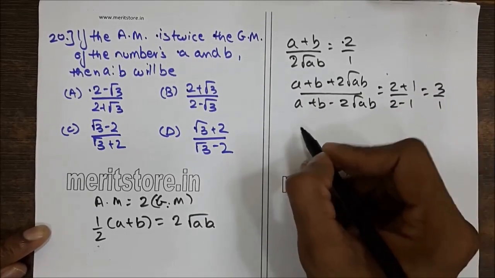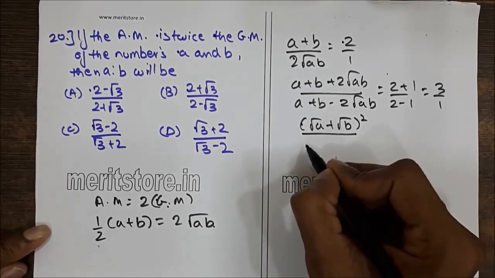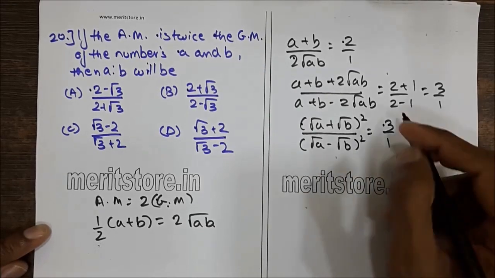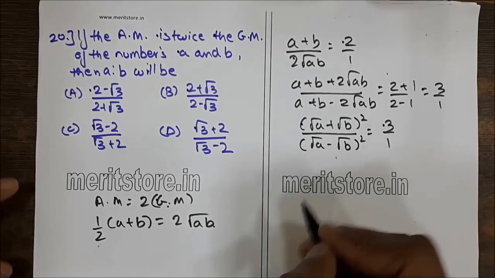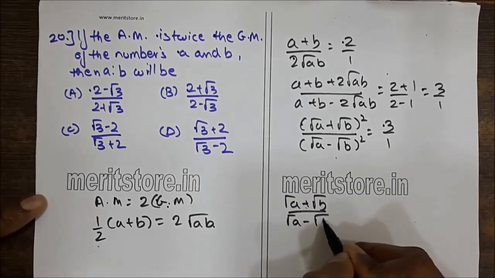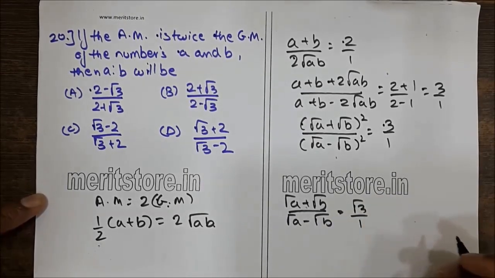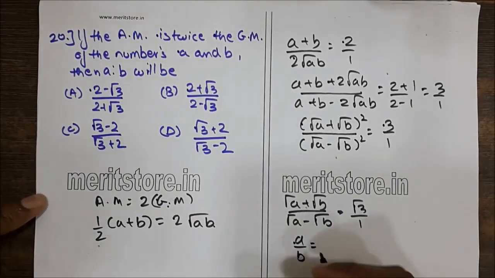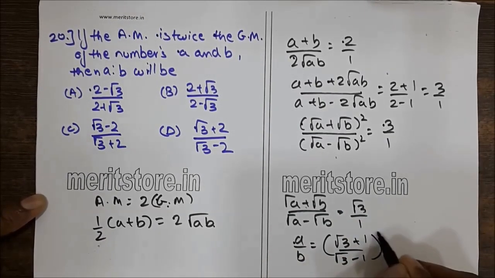Solving this, we know that this can be given as (root A plus root B) the whole square upon (root A minus root B) the whole square, which is equal to 3 upon 1. Taking square root on both sides, we get (root A plus root B) upon (root A minus root B) equal to root 3 upon 1, which can be written as A upon B equal to ((root 3 plus 1) upon (root 3 minus 1)) the whole square.